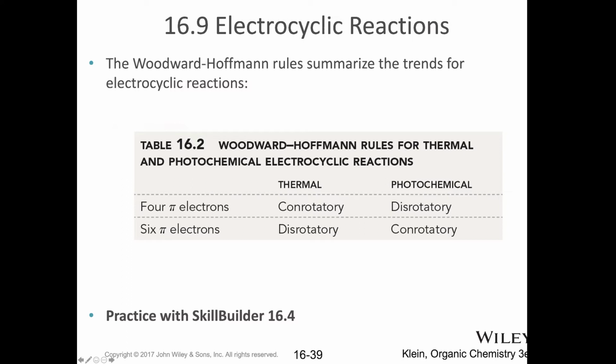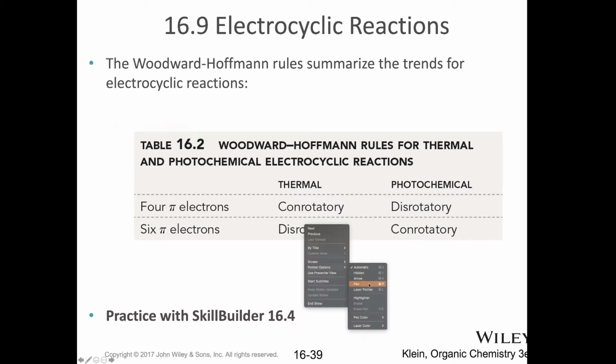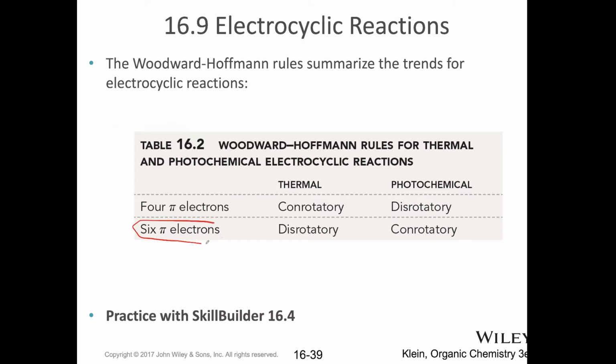Well, because it was a triene, in other words, a 6-pi electron system, we're going to be looking at this row right here, and then it really comes down to, is it thermal or is it photochemical? And so in our case, it was a 6-pi electron system, it was a triene, and it was a thermal condition, it was heat. So it's disrotatory rotation.